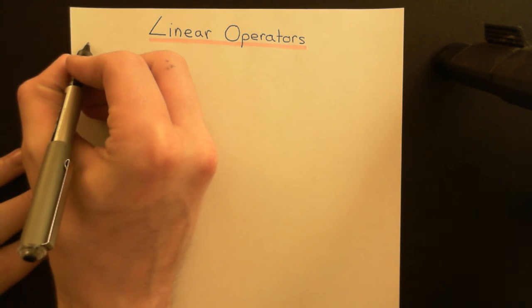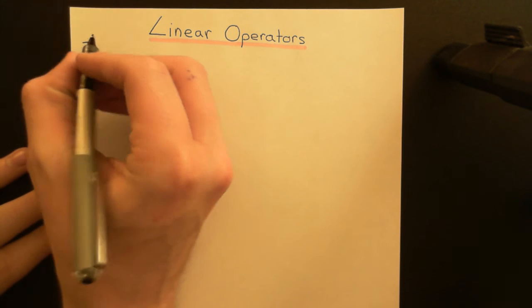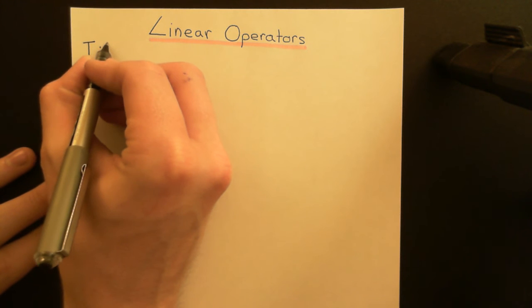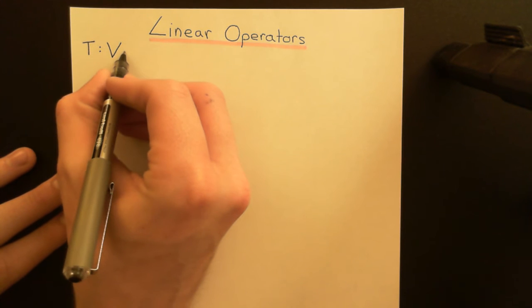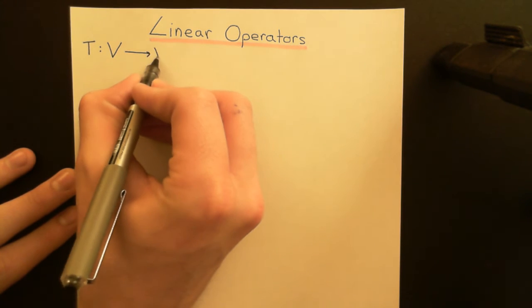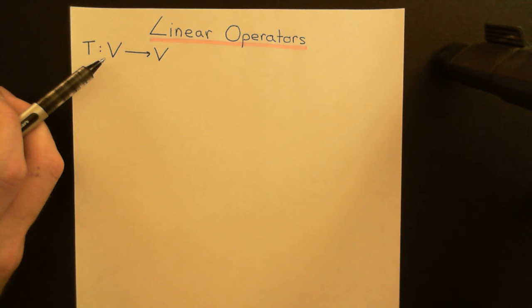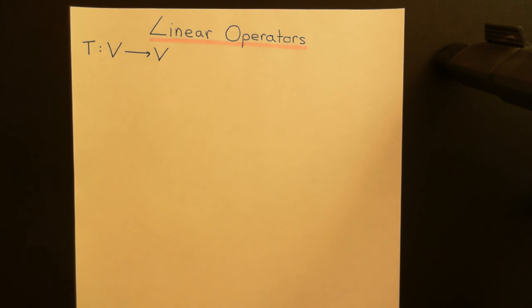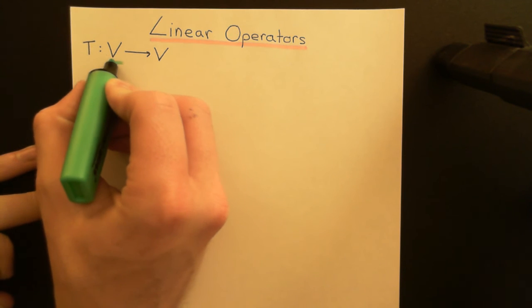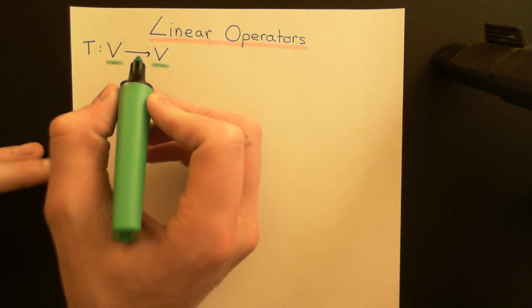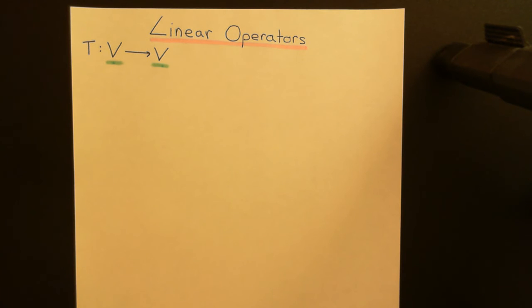So, a linear operator then is a function which we'll call capital T from a vector space capital V, okay, onto itself. And this is the big difference between a linear operator and a more general linear transformation. In a more general linear transformation, we have a mapping from a vector space, capital V, onto another vector space, but that other vector space doesn't necessarily have to be the same vector space as you started off with. In a linear operator, it's a special type of linear transformation because both the domain vector space and the codomain vector space are going to be the same vector space.